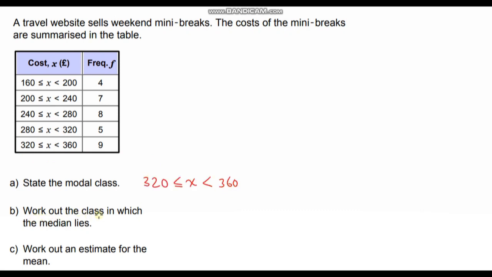Okay, part B, work out the class in which the median lies. The median is just the middle number. So first of all, we need to work out how many mini breaks there were. To do that, we just need to add up these numbers. So 4 plus 7, that's 11, plus 8 is 19, plus 5 is 24, plus 9 is 33. So there were 33 mini breaks in total. For the position of the median, we add 1 and then divide by 2. So it's going to be 33 plus 1 divided by 2. That's 34 divided by 2, which is 17.